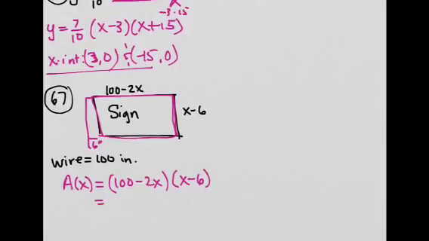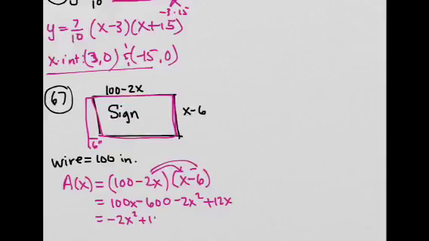So that would be 100x. I'm just distributing the 100, minus 600. Oops, I forgot the x. Minus 600. And then minus 2x squared. I'm distributing now the negative 2x here and here, plus 12x. So put it in the right order in standard form. Negative 2x squared, 100 plus 12 is 112x, minus 600.